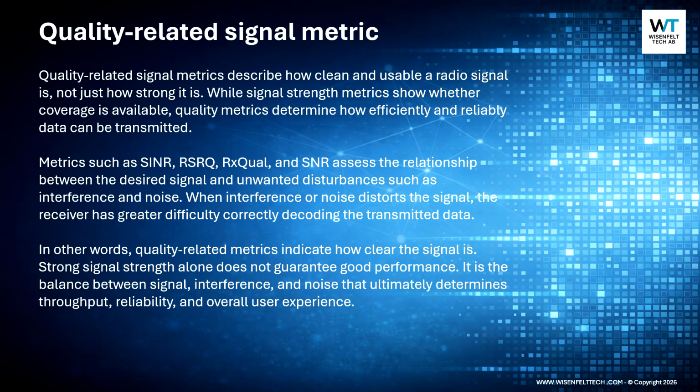Metrics such as SINR, RSRQ, RxQual, and SNR assess the relationship between the desired signal and unwanted disturbances such as interference and noise. When interference or noise distorts the signal, the receiver has greater difficulty correctly decoding the transmitted data. In other words, quality-related metrics indicate how clear the signal is. Strong signal strength alone does not guarantee good performance. It is the balance between signal, interference, and noise that ultimately determines throughput, reliability, and overall user experience.